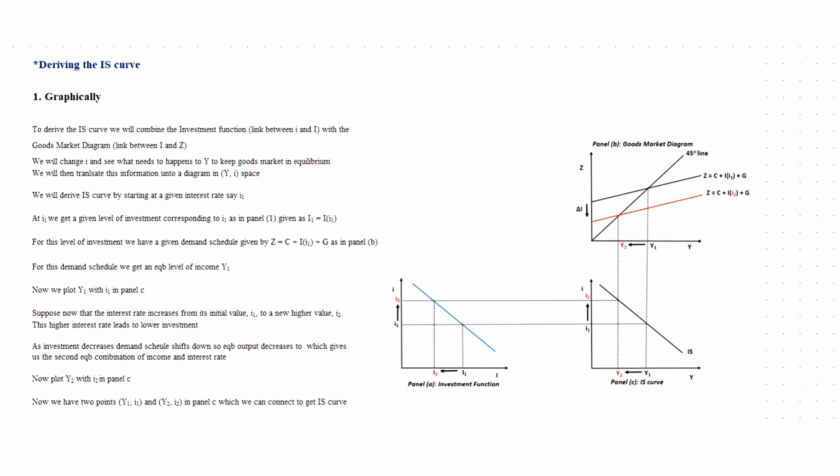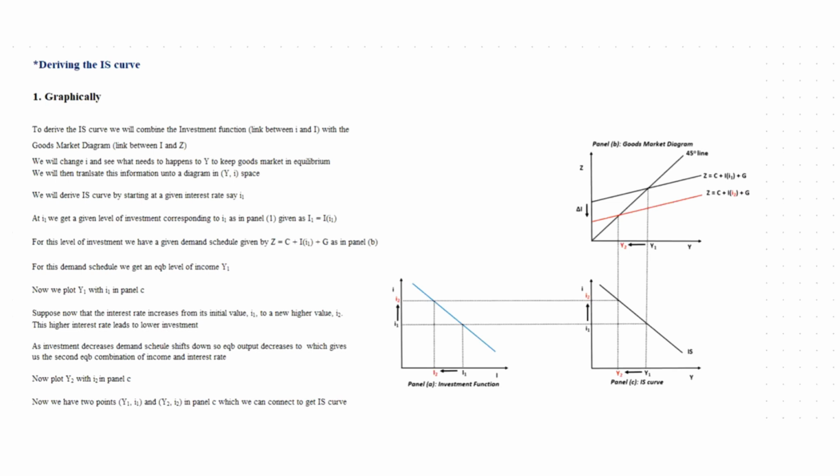We'll derive the IS curve by starting at a given interest rate, small i1. At i1, we get a given level of investment corresponding to i1, as we can see in panel A, given as capital I1. For this level of investment, we have a given demand schedule given by Z equals C plus I1 plus G, as in panel B. So we start with the interest rate i1, we get investment corresponding to it, I1, and corresponding to this, we have this demand schedule.